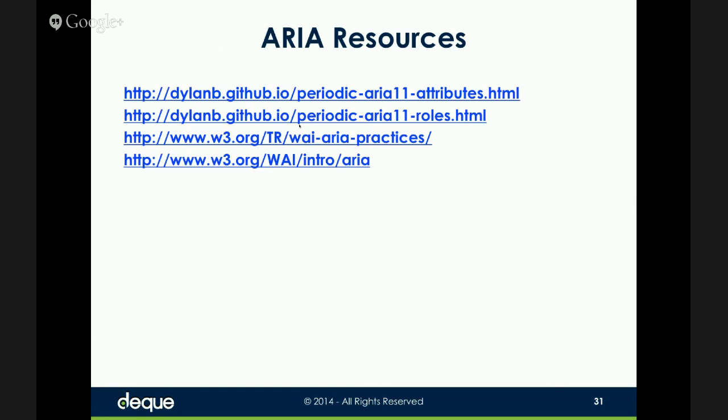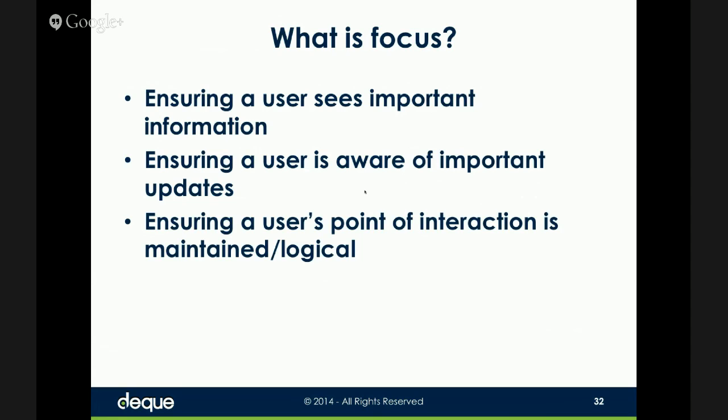There's a bunch of different ARIA resources. I mentioned my github.io page where you can get to the ARIA attributes and ARIA roles periodic tables. There's also the ARIA authoring practices page you can go to. And if you go to www.w3.org/WAI/intro/ARIA, it's a jumping off point to get to a bunch of information, including the spec itself.